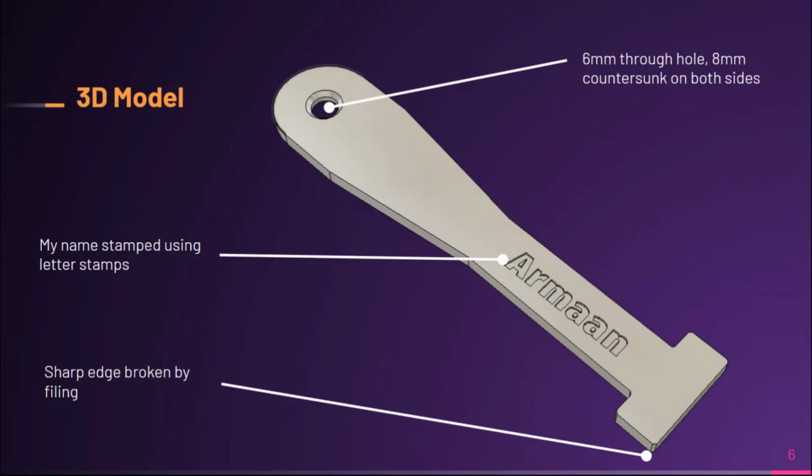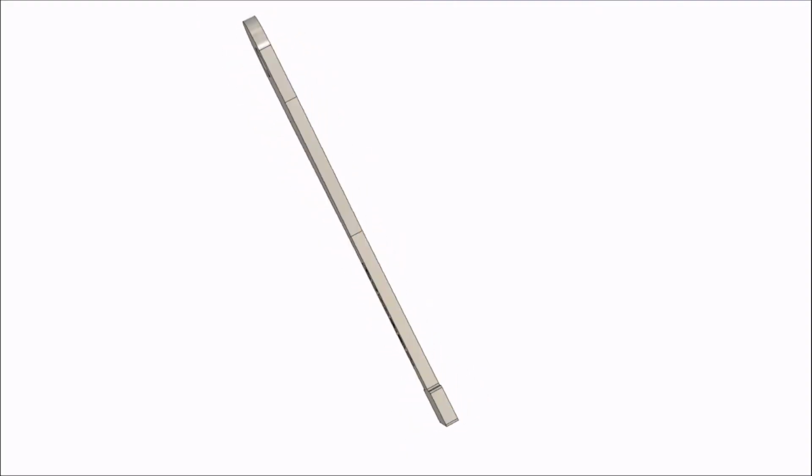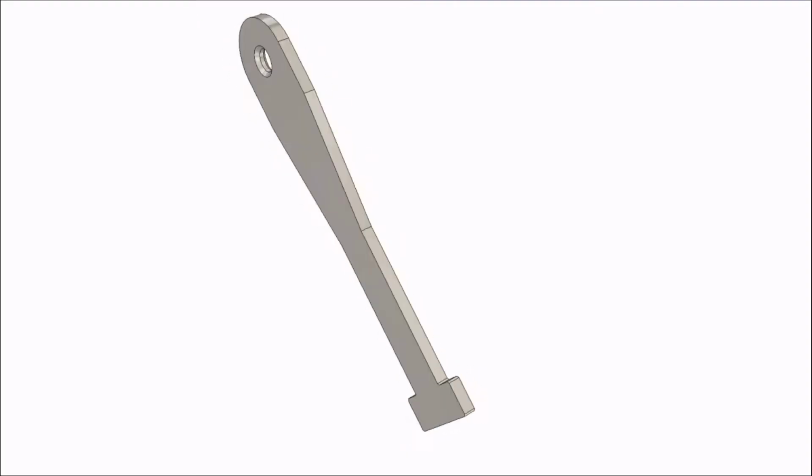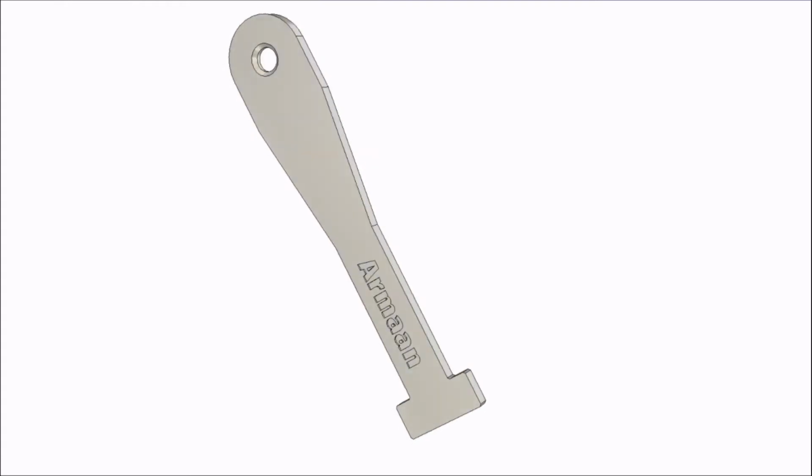Finally, with the details of that 2D sketch, we can extrude, chamfer, emboss, and countersink some holes to get our final 3D model. We can see that there's a 6mm through hole on it with an 8mm countersunk hole on both sides. Additionally, we can see my name, which was embossed onto the piece of metal. Finally, we can note the sharp edges were chamfered as requested by the provided drawing.